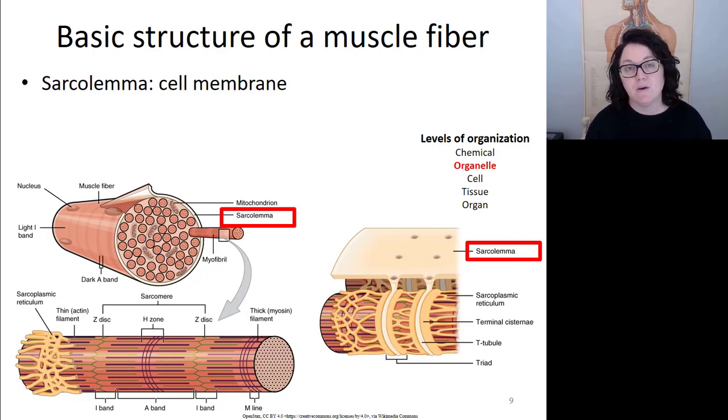Now we're going to talk about the important organelles associated with the skeletal muscle fibers. Sarcolemma is just a fancy name for the cell membrane of the muscle fiber. Sarco and myo are both prefixes that mean muscle. Lemma means cell membrane. So literally this just translates as the cell membrane of the muscle fiber.